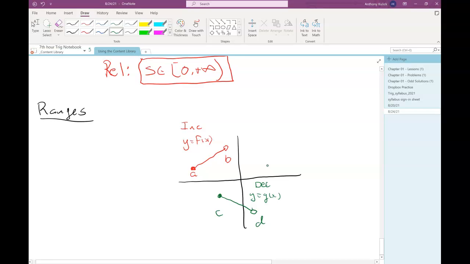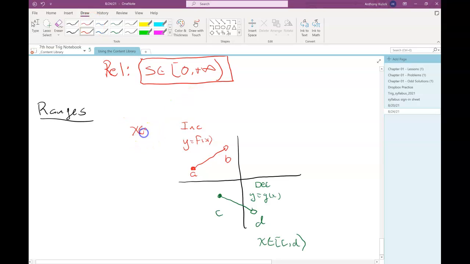So far, so good. So if I look at this function g of x, the domain here would be just from C to D. Again, C is included because that circle is filled in. D has the parenthesis because that circle is not filled in.